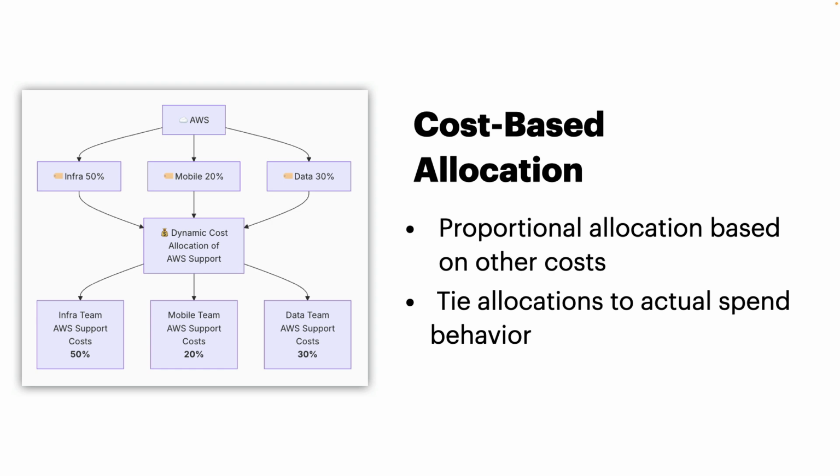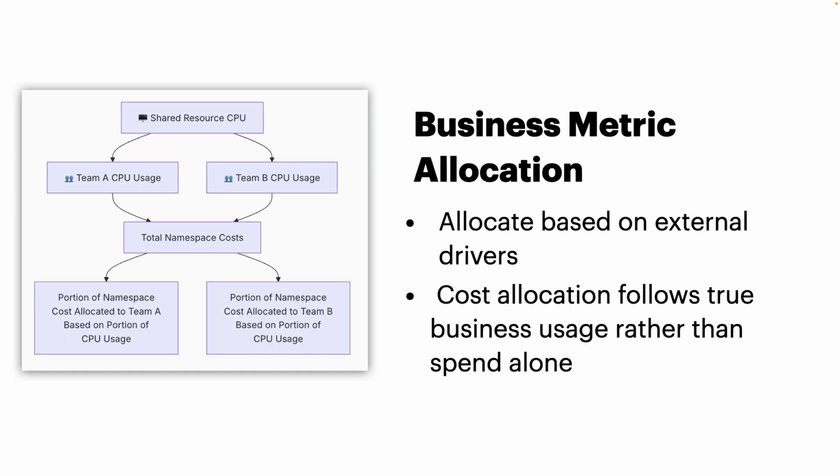Cost-based allocation tags let you allocate costs proportionally based on other cost patterns. For example, split a shared support fee based on usage. You'll use this when you want allocations tied to actual spend behavior. With business metric allocation tags, you'll allocate based on external drivers like CPU hours, user seats, or revenue. You would use this when cost allocation should follow true business usage rather than spend alone.